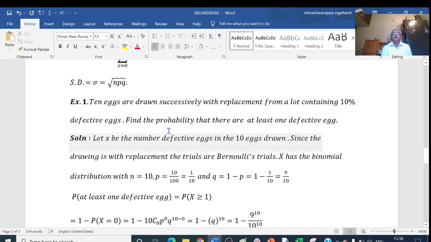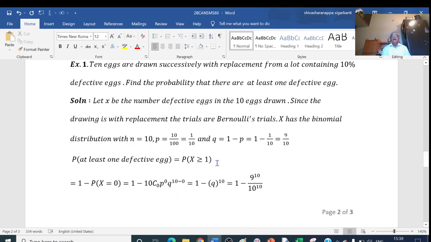Now what I have to find out? We have to find the probability that there is at least one defective egg. So that means I have to find out the probability of at least one defective egg. That is P of x greater than or equal to 1. So that means here x greater than or equal to 1 means P of x equal to 1 plus P of 2 plus P of 3 plus P of 4 plus up to P of 10, I have to find out.